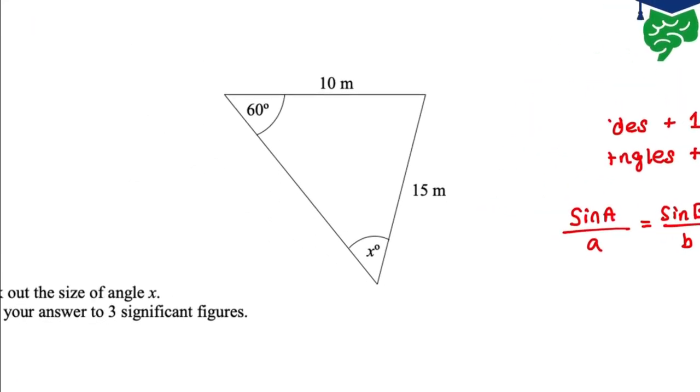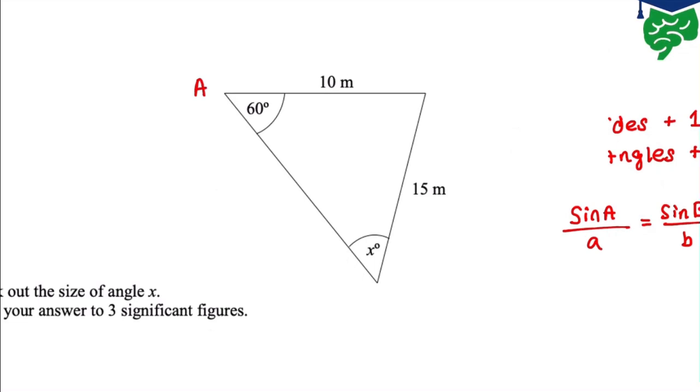First of all, let's label the corners A, B, and C with capital letters, and the sides which are opposite the capital letters we label with lowercase letters. Opposite capital A, you'll find lowercase a, opposite capital B, lowercase b, and opposite capital C, lowercase c. So we've labeled our sides.